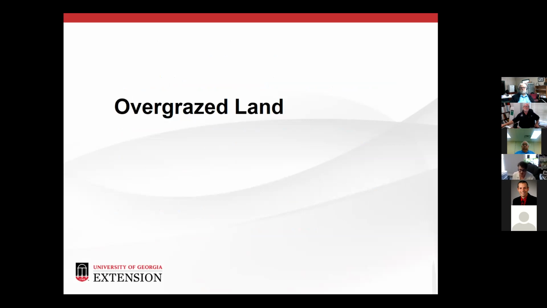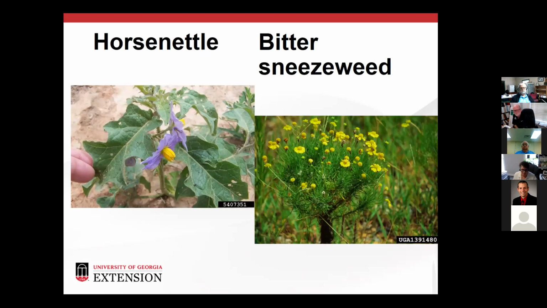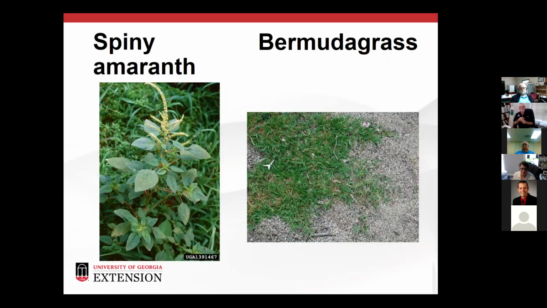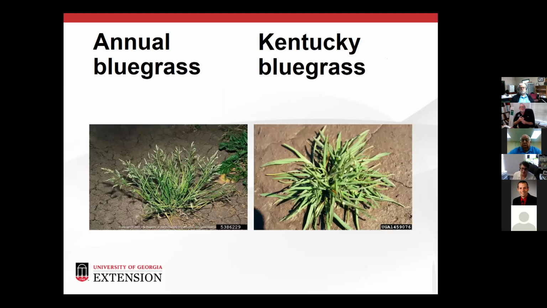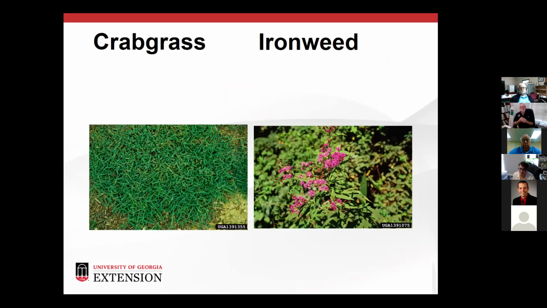Overgrazed land will often look very similar to compacted soils. You'll have a high weed population just by the excessive hoof tread and grazing, especially in areas that stay wet. Some indicator weeds for here would be horse nettle, bitter sneezeweed, amaranth, Bermudagrass, bluegrass, both the annual variety and the Kentucky variety, crabgrass, and even ironweed. And ironweed is a difficult one, by virtue of its name, to spray and kill out once established.